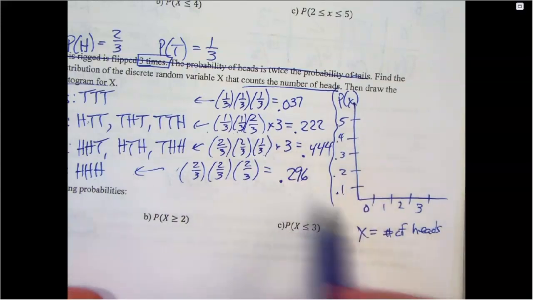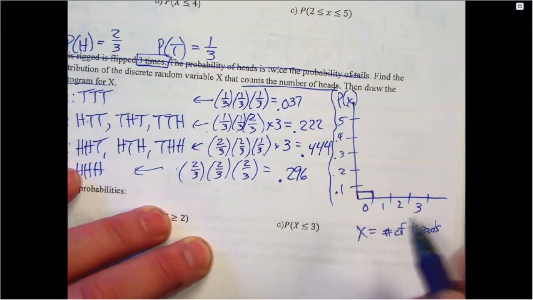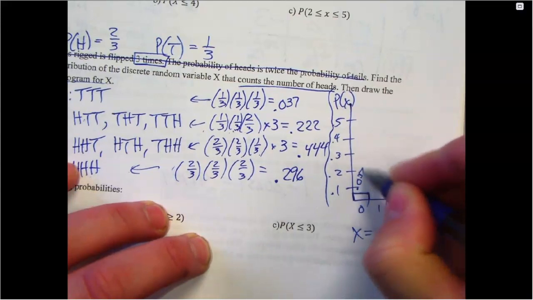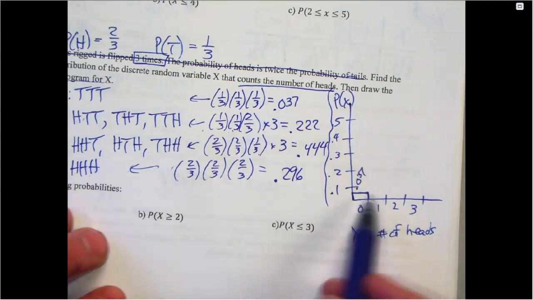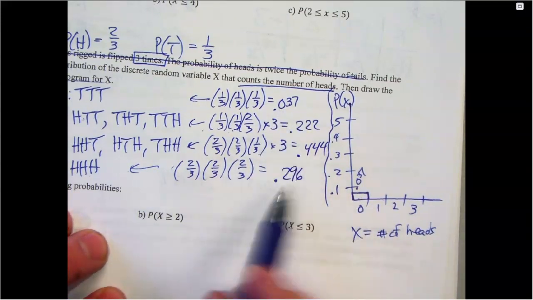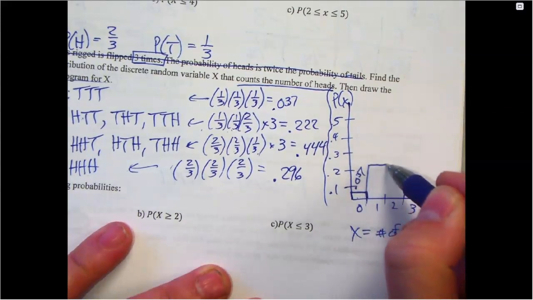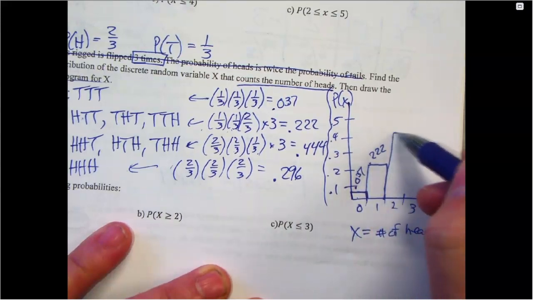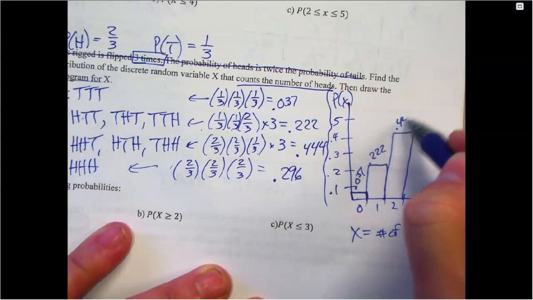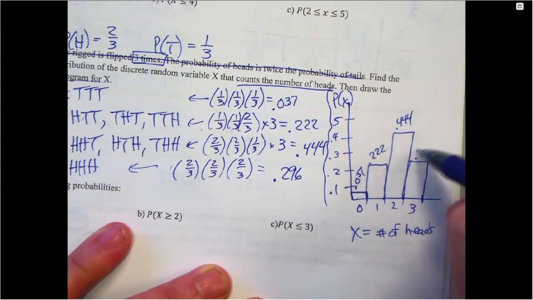So we're gonna graph all these. So 0 has a probability of 0.037. So you're like, way down there. I like to write the number on top because it makes it easier to read. I could look back over here in the next question, but it's easier to put all your information on the graph. So 1 is 0.222. 2 is 0.444. And 3 is 0.296.